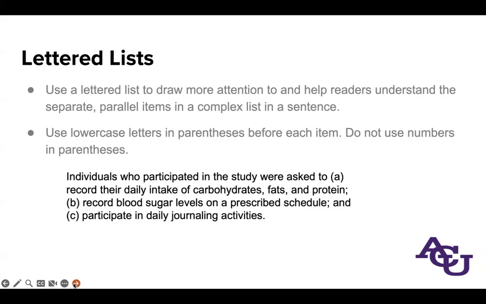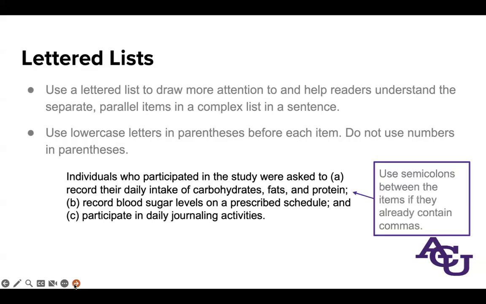Individuals who participated in the study were asked to (a) record their daily intake of carbohydrates, fats, and protein; (b) record blood sugar levels on a prescribed schedule; and (c) participate in daily journaling activities. So you can see that our first item already had commas in it because we had carbohydrates, comma, fats, comma, and protein. Therefore, I went ahead and used those stronger semicolons to separate the items in the list, even though I also already have the a, the b, and the c.